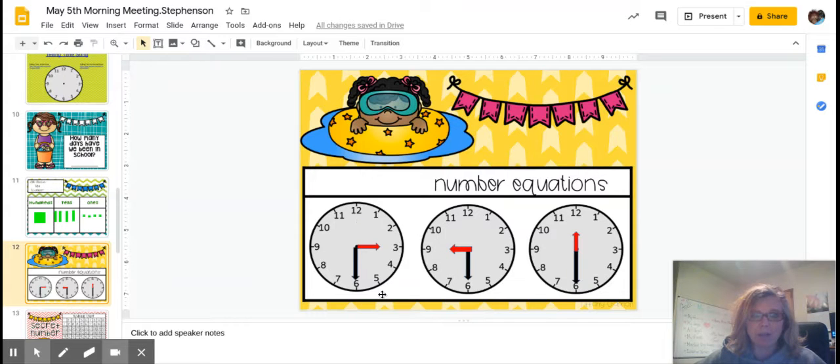So if you take a look here at the clock, if I divide this clock in half, okay, that's a half an hour. From the 12 all the way down to the 6 is a half an hour. And from the 6 back up to the 12 would be a half an hour. And 2 half hours would make 1 hour. So 30 minutes plus 30 minutes equals 60 minutes.